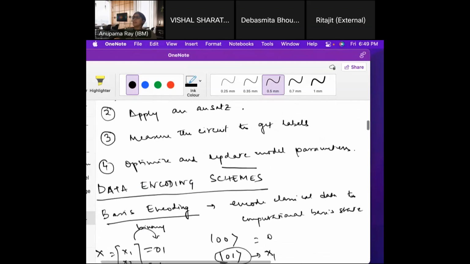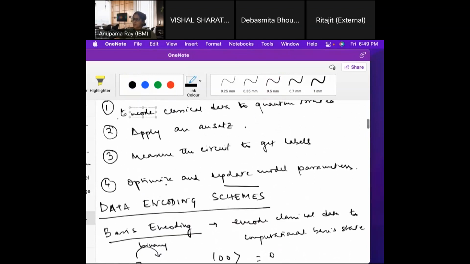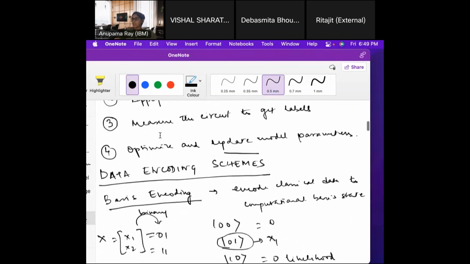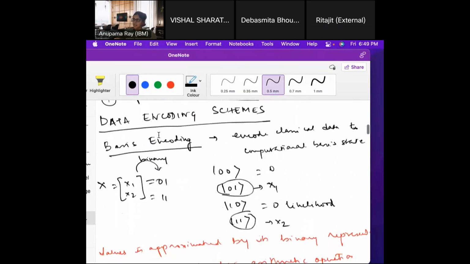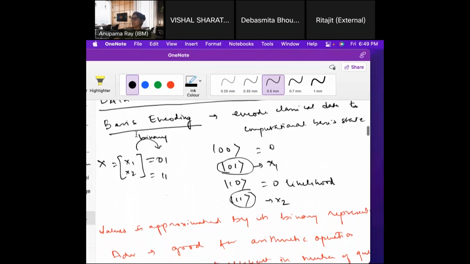So you have classical data to quantum states, you apply an ansatz, you measure the circuit, and then you optimize. Now we spoke about multiple ways you can encode classical data into quantum states. I just wanted to spend say 5 minutes on a couple of encoding schemes that would be very useful for your hackathon implementation as well. So the first one is called basis encoding.